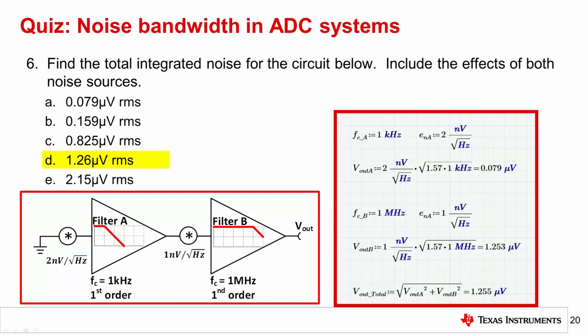From filter A's perspective, the combined filter is a first-order 1 kHz filter. Using this information, the total noise at the output from the 2 nanovolts per root hertz source is 0.079 nanovolts RMS. The 1 nanovolt per root hertz noise source sees a 1 megahertz filter. The output noise of this source is 1.25 microvolts RMS. Combining both output noise values using the root sum of the squares gives about 1.26 microvolts RMS.